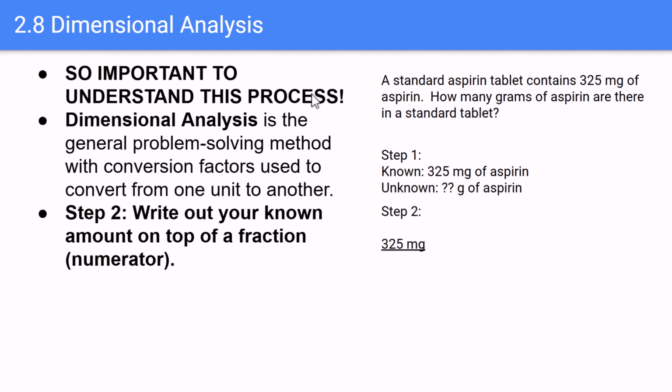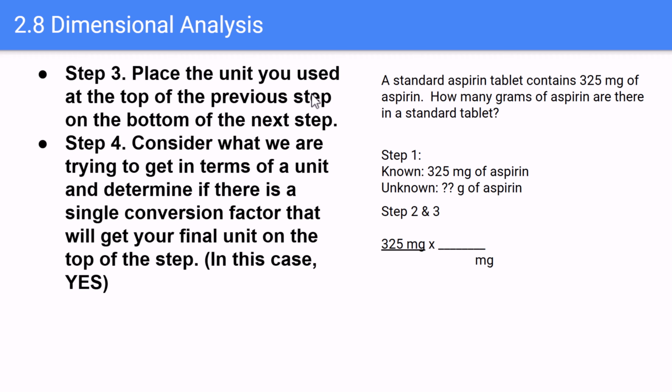Step 3 is super important. Whatever unit you used at the top of the previous step goes on the bottom of the next step. As we go through and do dimensional analysis, it's very important that our units cancel each other as we work through the step-by-step process of dimensional analysis. So whatever unit is on top of the previous step always goes on the bottom of the next step.